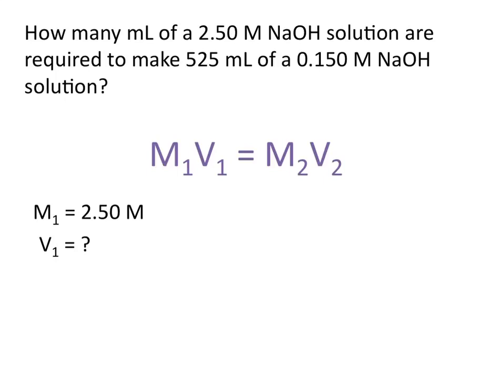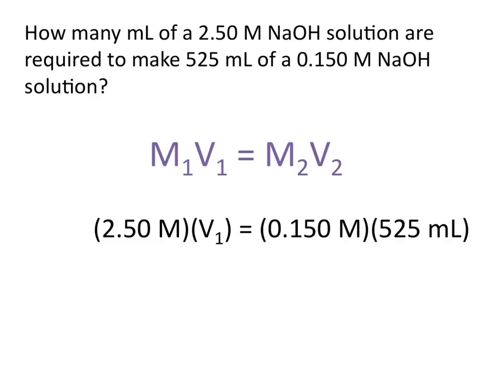Our first concentration is 2.5 molar, but we're asked how many milliliters of that solution are required, so we don't know the first volume. The final volume that we want to arrive at is 525 milliliters, with a final concentration of 0.150 molar. Because our concentrations have the same units of molar, we can plug these values into our equation.